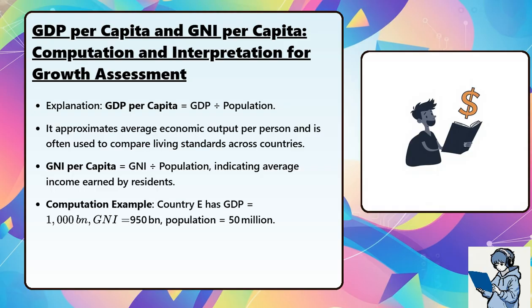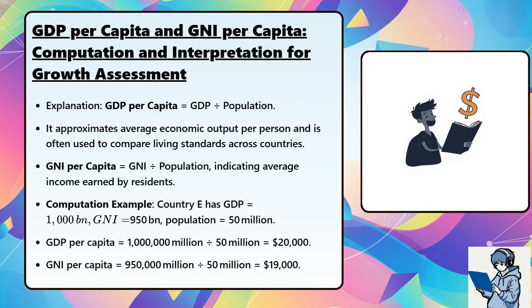Computation example: country E has GDP equals $1,000 billion, GNI equals $950 billion, population equals 50 million. GDP per capita equals 1 million divided by 50 million equals $20,000. GNI per capita equals 950,000 million divided by 50 million equals $19,000.